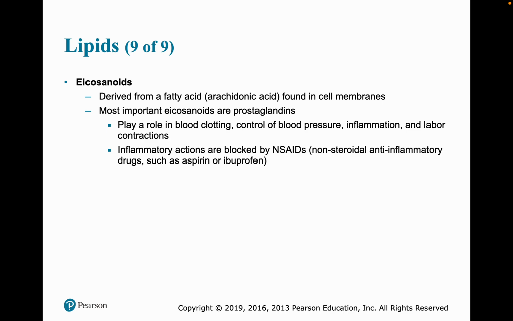The eicosanoids are derived from fatty acids, one called arachidonic acid that's found in cell membranes. They act as hormone-like molecules. Eicosanoids have a role in blood clotting. They have a role in controlling blood pressure, inflammation, even labor contractions. So, inflammatory actions are blocked by NSAIDs, non-steroidal anti-inflammatory drugs, aspirin being one of the first discovered, but ibuprofen as well. And that is going to be the end of our discussion of lipids.